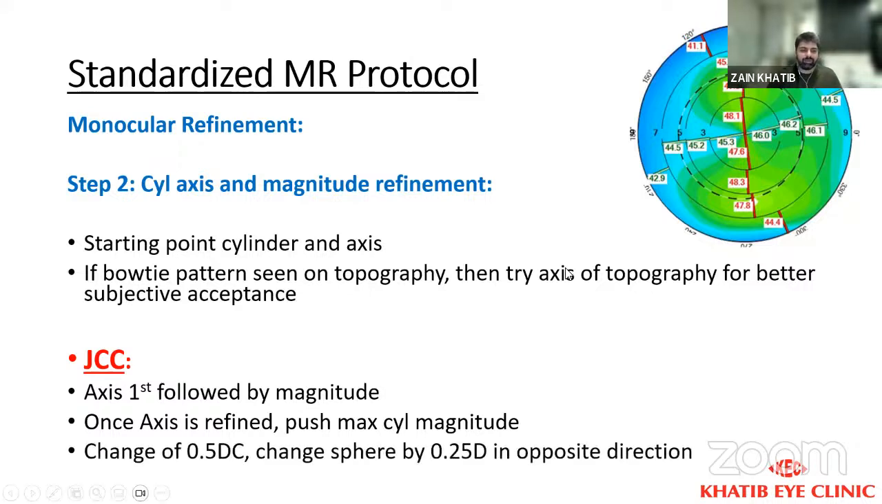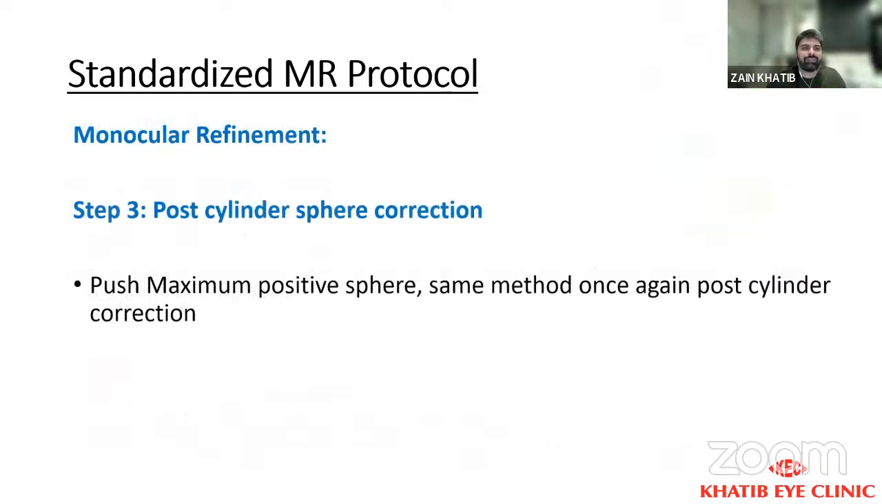And just remember, if you're changing the magnitude of cylinder too much, if you're going 0.5 diopter cylinder, then the sphere changes by 0.25 in the opposite direction. Okay, so keep that in mind. Once you have refined the cylinder, you go back to your sphere check, and you again try to push maximum positive sphere, the same method that we described before.